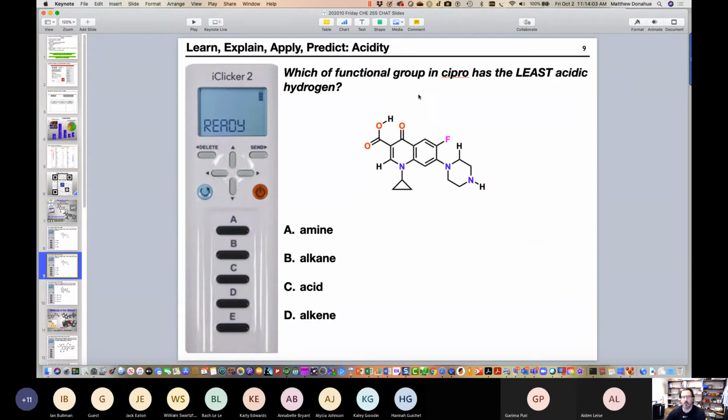So which functional group in Cipro has the least acidic hydrogen? Least acidic, meaning which, if we corresponded that to a pKa value, it'd be very, very large and positive.